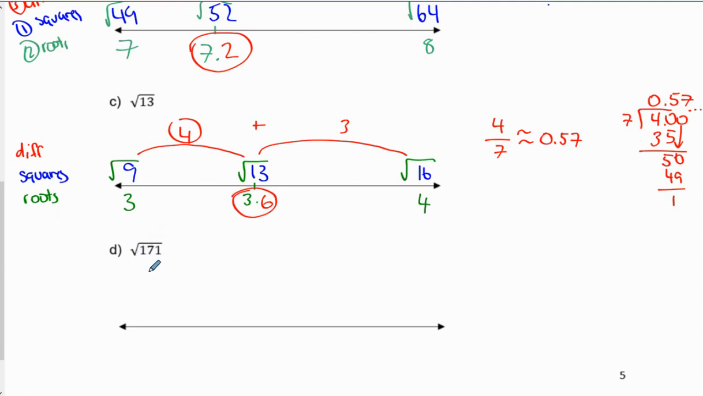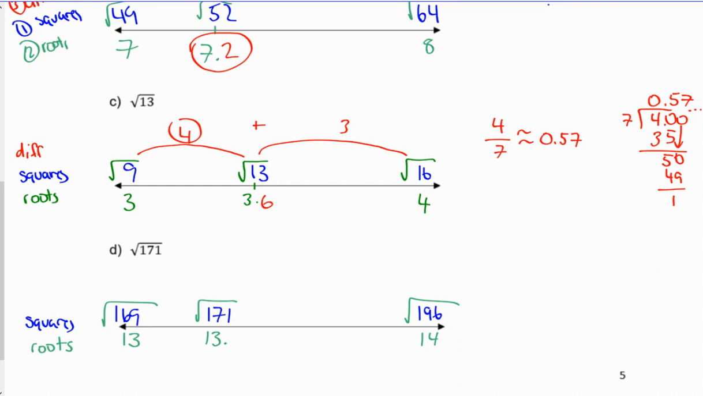Right, and same thing for root 171. Give the video a pause, figure this out yourself. Okay, so for this one, 171 is in between the squares of 169 and 196. So the roots of those are 13 and 14. So I know root 171 is going to be about 13 point something. And taking a look at my differences, 2 and 25, so 2 over 27.